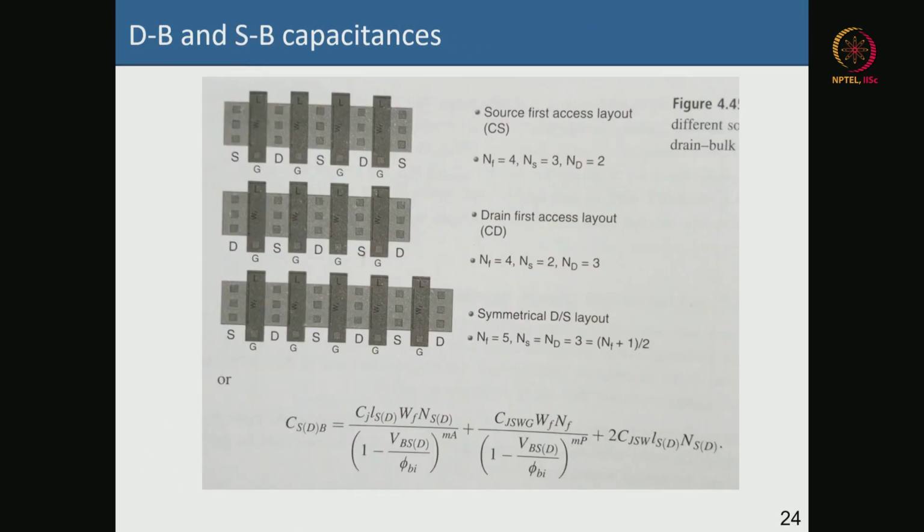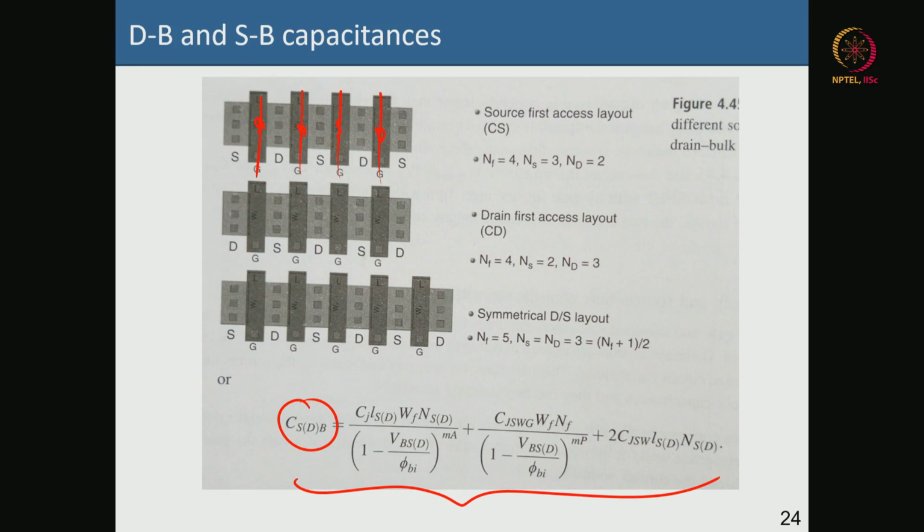Now the expressions for the source-bulk and drain-bulk capacitances have also been derived by people. The expression that I am writing here is for when the number of fingers is even, and it depends on whether, in an even number of fingers, the outermost are source or drain. For instance, you have source, drain, even number of fingers. Oh, sorry, this is gate, I am sorry. For instance, 4 fingers: 1, 2, 3, 4 gate fingers are there.